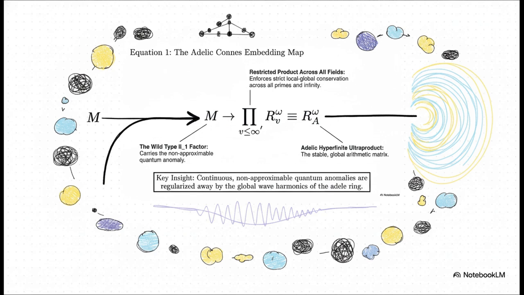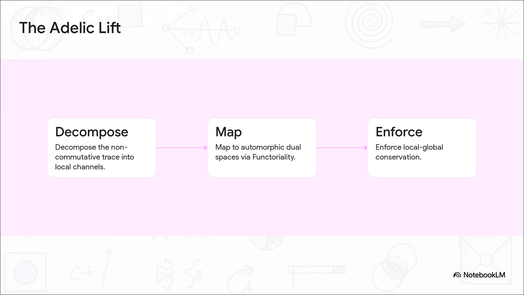Now, the mechanics of this Adelic lift happen in 3 really beautiful steps. First, we decompose the non-commutative trace, which forces those anomalous correlations to distribute their information across finite prime channels. Second, using functoriality, we map these spectral states to automorphic dual spaces. This is where seemingly unapproximable singularities map onto discrete, stable matrix eigenvalues. And finally, the Adelic ultraproduct convergence enforces a strict local-global conservation law. So, that missing Archimedean data? It's conserved perfectly as an arithmetic accumulation of p-adic conductors.